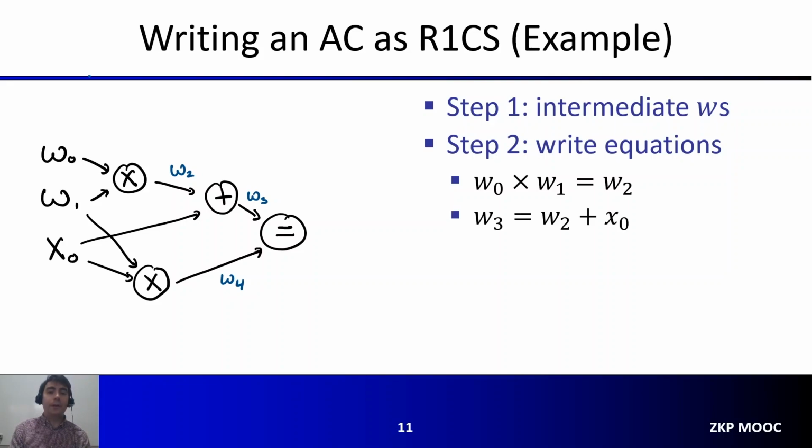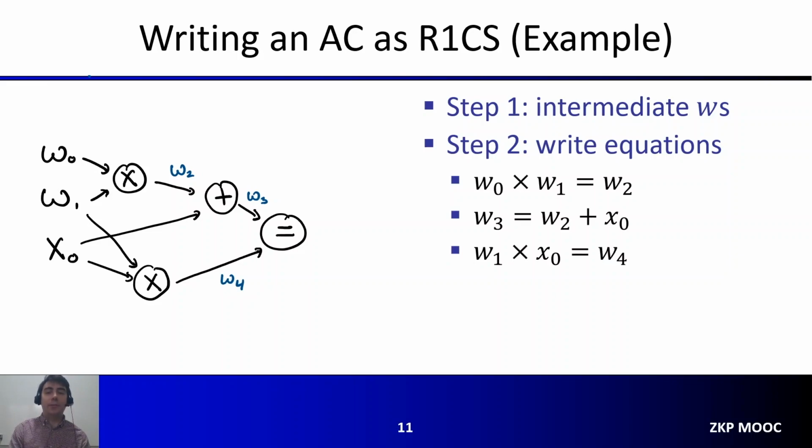For the addition, we're going to write this down as W3 equals W2, the first input, plus X0, the second input. So here, this is a rank 1 constraint because W3 is our alpha combination, W2 plus X0 is our gamma combination, and our beta combination is just 1. So we've actually omitted it. We've left it implicit. The next multiplication we handle like the first.